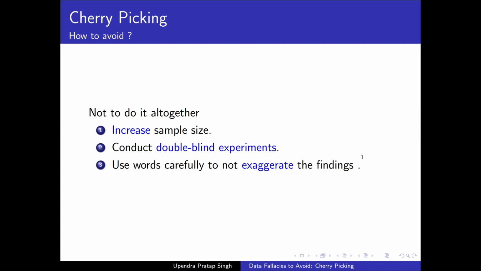Let us try to appreciate what steps can be taken in order to avoid cherry picking. The first step is to increase the sample size. Whenever you increase the sample size, you will have more data points to test your hypothesis against, and chances are more likely that whatever outcomes are obtained are much more reliable. Likewise, another way you can avoid cherry picking is to go for double blind experiments.